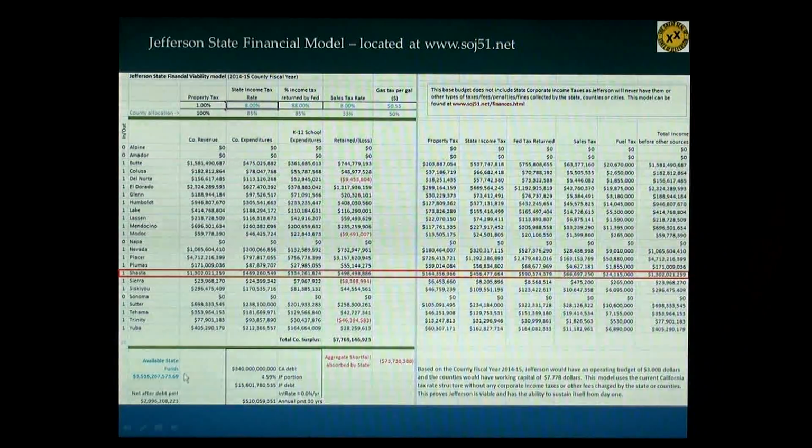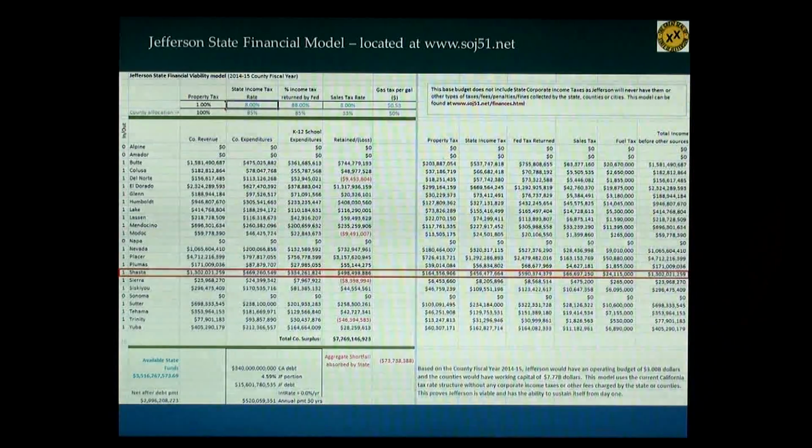But we do owe the state of California, based on our population, which we'll have if we have these 20 counties, 4.59% of $340 billion of current recognized debt. That means that the state of Jefferson will owe the state of California $15.6 billion, which we'll be able to pay over 30 years at $520 million a year. That's why the state of Jefferson net after debt payment has just about $3 billion with these 20 counties involved.